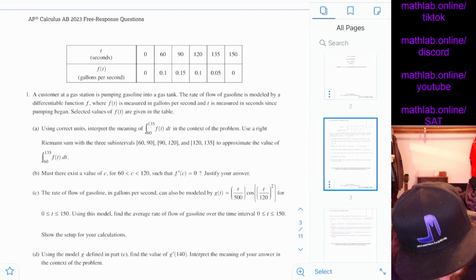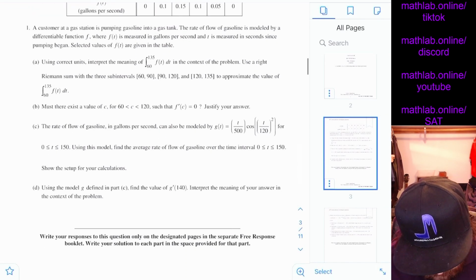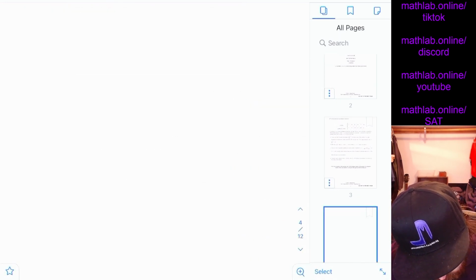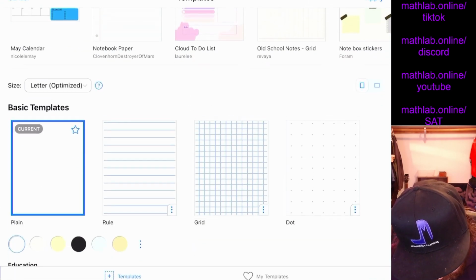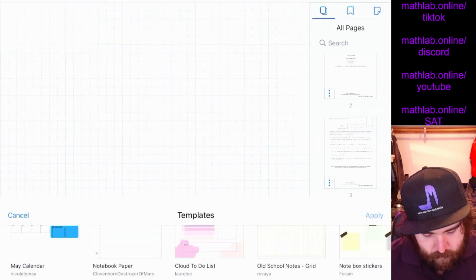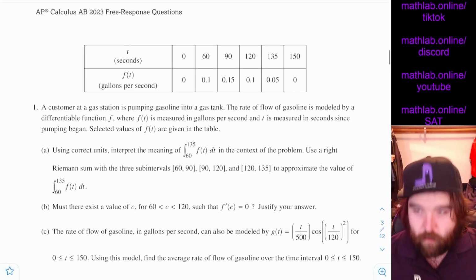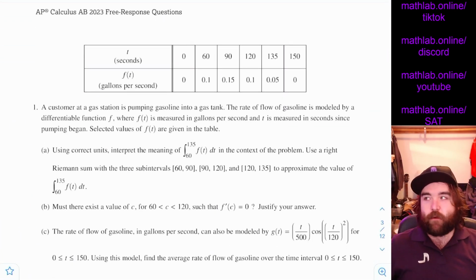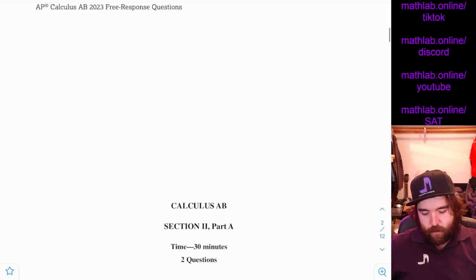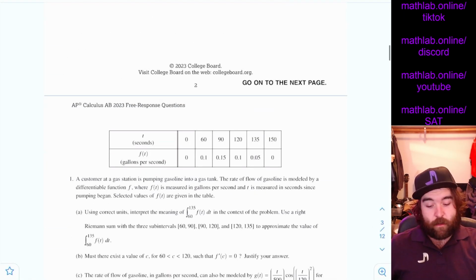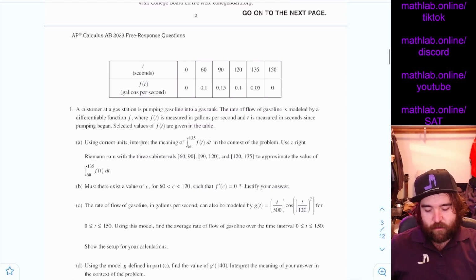So I do want to add a page, I think, and try to do these clean. Put it on some graph paper. Okay, so what do we have here? This problem just looks so familiar. I literally thought I downloaded the wrong one at first, but no, it says 2023 right at the top. That's this year.